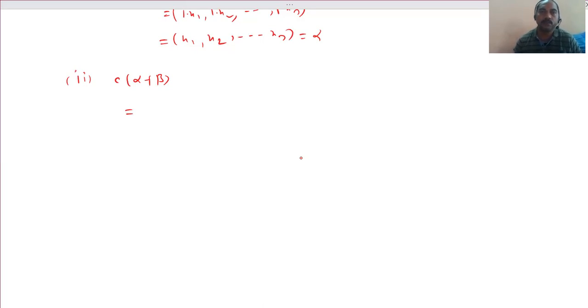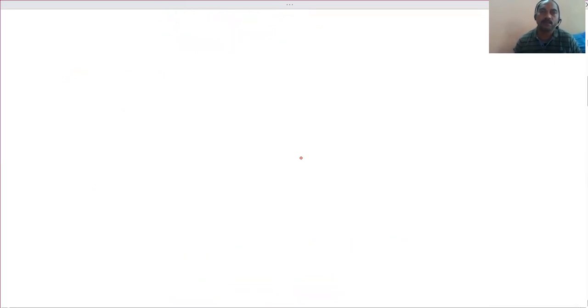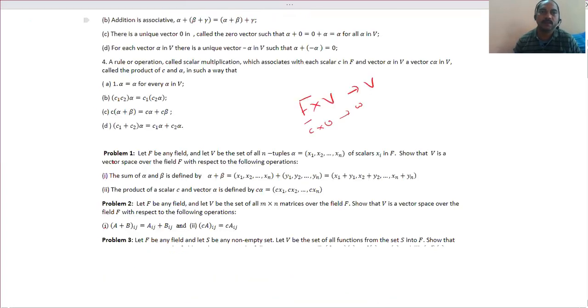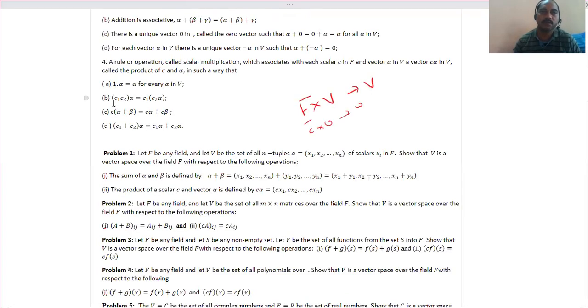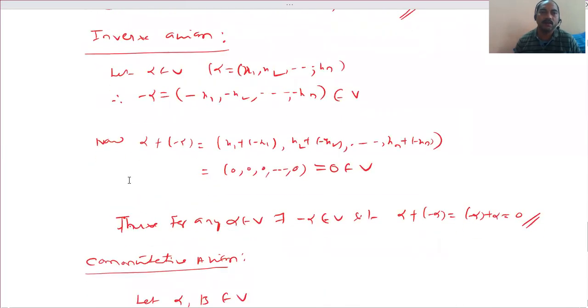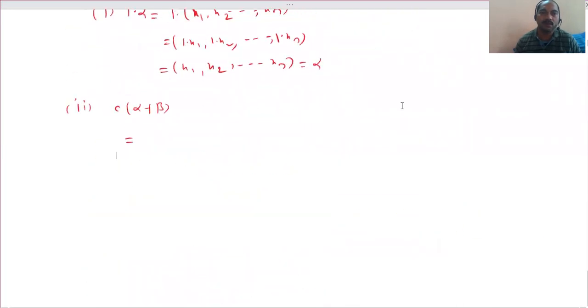If you forgot, you remember the definitions. In the definition, you see the properties: the scalar 1 times alpha, next property C1, C2 alpha, next property C of alpha plus beta, next property C1 plus C2 times alpha. In any order you can prove, but we require 4 conditions. C times of alpha plus beta, I am writing directly. From the examination point of view, don't write directly.